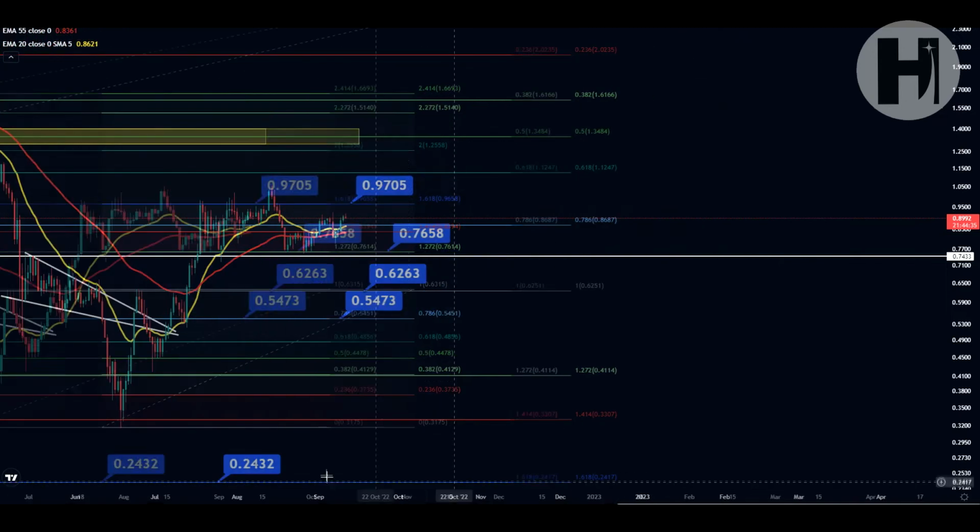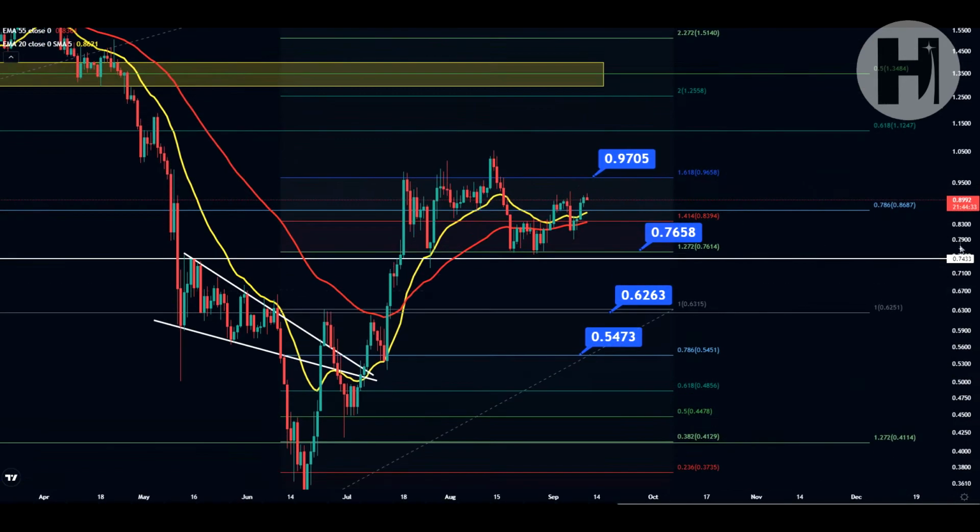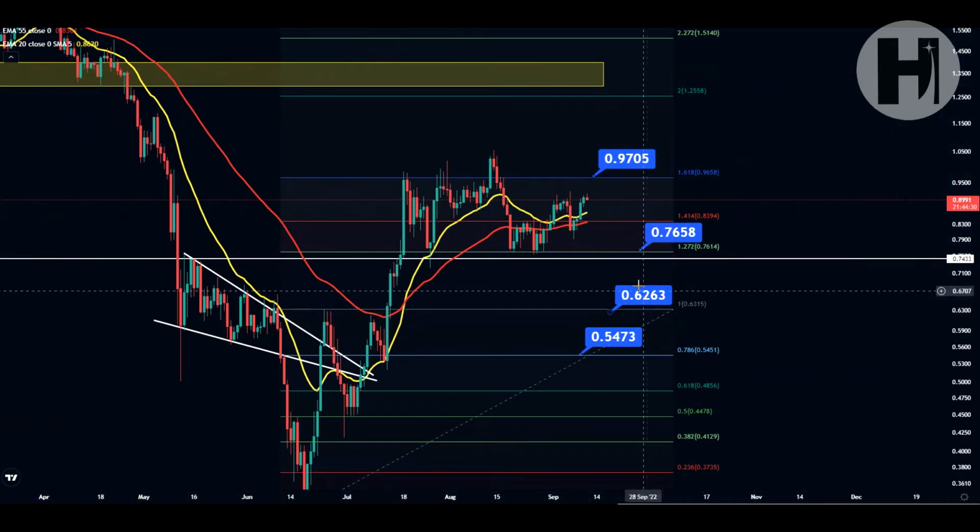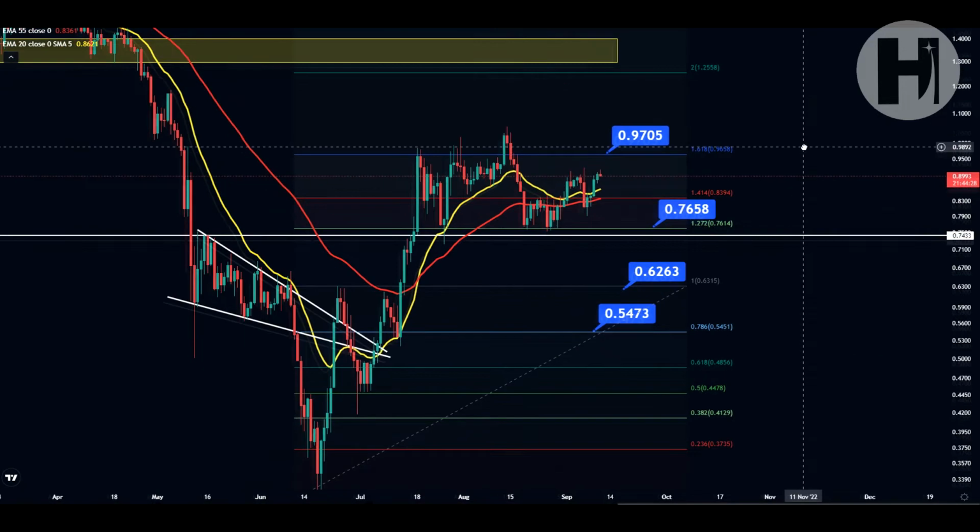So on the smaller fib here, as you can see, we did bounce off the 1.272. We're going to remove the larger fib just so that it's not as confusing. So as you can see, we had a support level here at 74.5 cents, and we had the 1.272 at 76 cents.